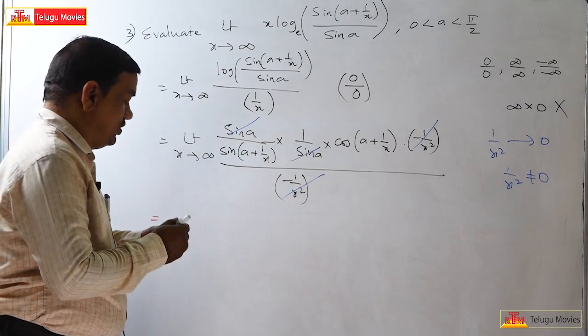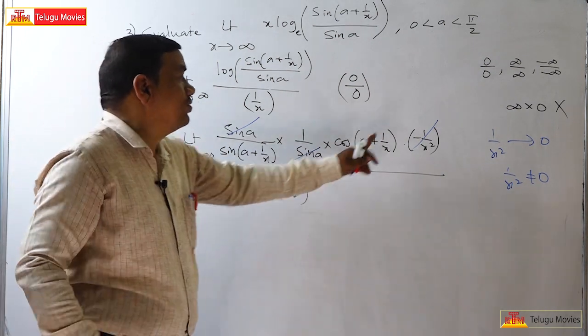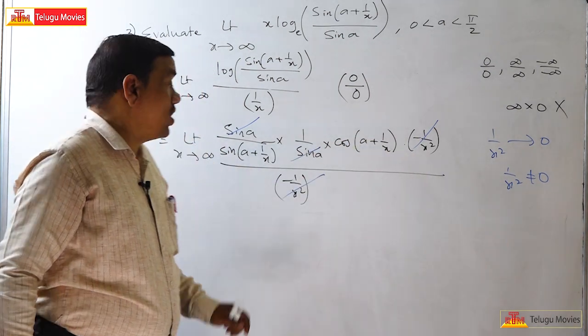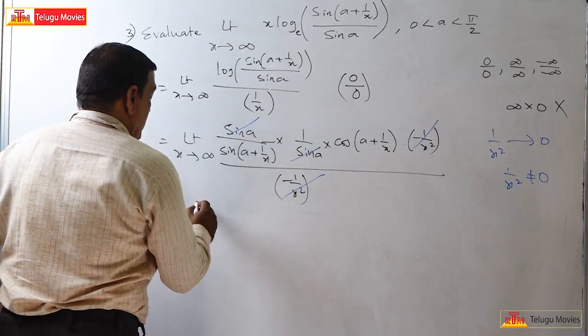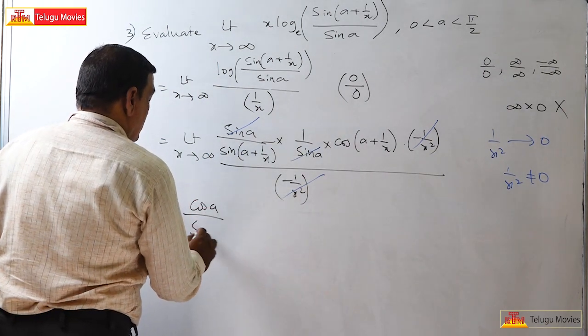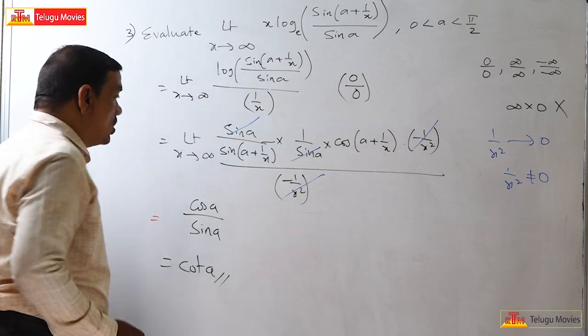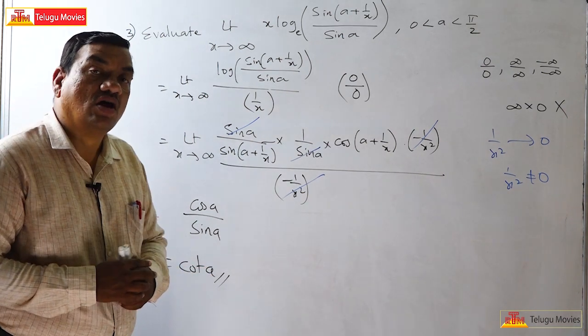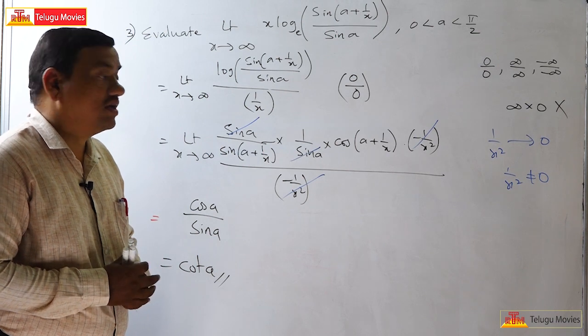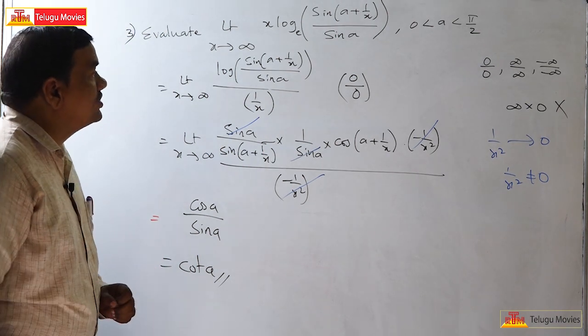Now as x tends to infinity, substitute here. As x tends to infinity, 1 by x tends to 0. This will become a cos a, this is a cos sine a. So this is cos a by sine a, which is equal to cot a. So cot a will be the final answer. I hope that you understand this solution.